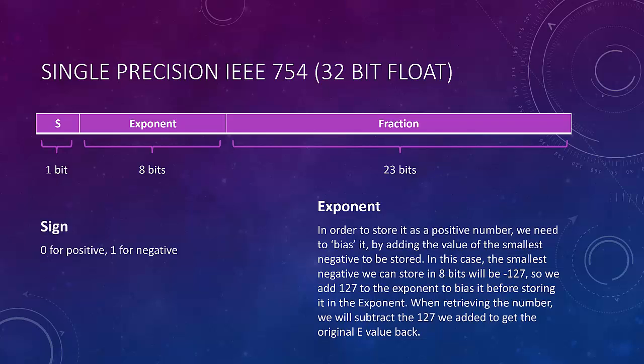And then the fractional component. Now I don't myself commit to memory the number of bits for these. I simply remember the sign is always 1 bit. In single precision, the exponent is 8 bits, so I've got 9 bits. I know it's 32 bits, so 32 minus 9 gives me the 23. Okay.